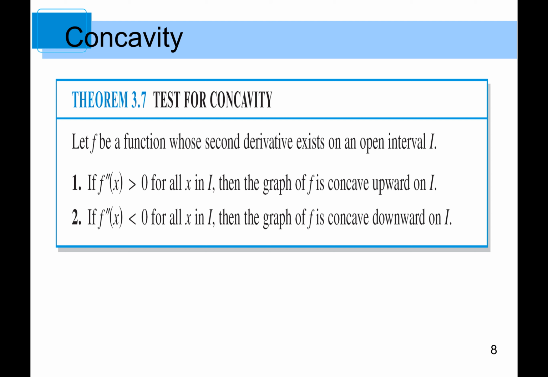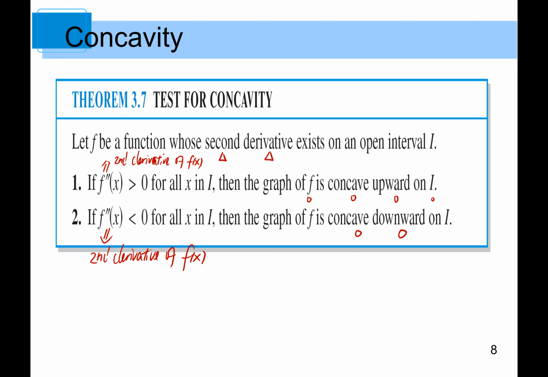Okay, so let's take a look at the test for concavity. Let f be a function whose second derivative exists on the open interval I. If the second derivative of f of x is greater than 0 for all x in I, then the graph of f is concave upward on I. Secondly, if f double prime of x is less than 0, meaning the second derivative of f of x is less than 0 for all x in I, then the graph of f is concave downward.